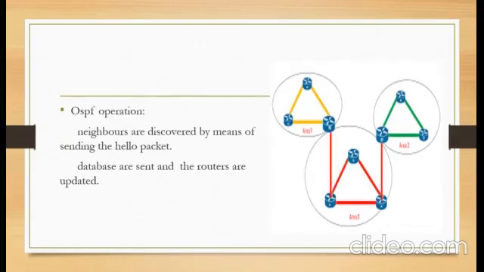Next one is OSPF operation. Neighbors are discovered by means of sending the hello packet. After discovering the neighbor, the router sends the database to its neighboring router, and the routers are updated. So after sending the database, the routers in the autonomous system know about each router. In this way, it finds its shortest path to reach the destination.